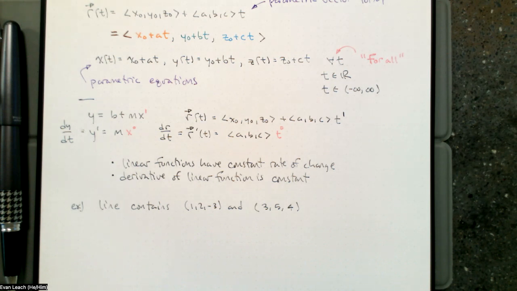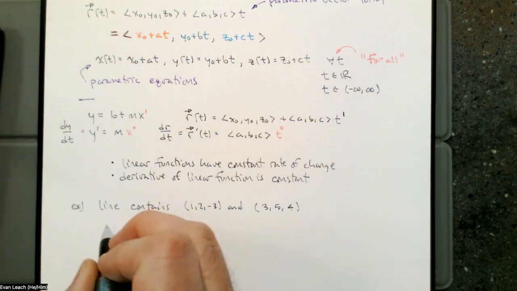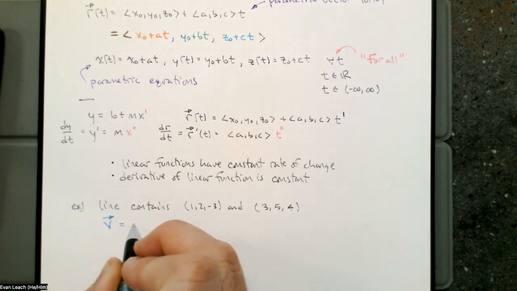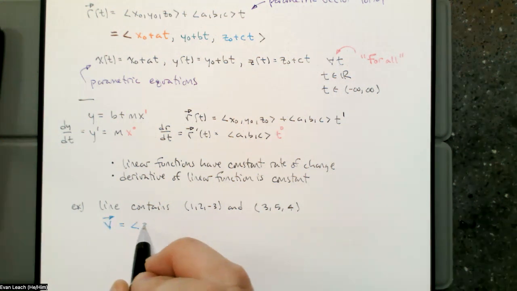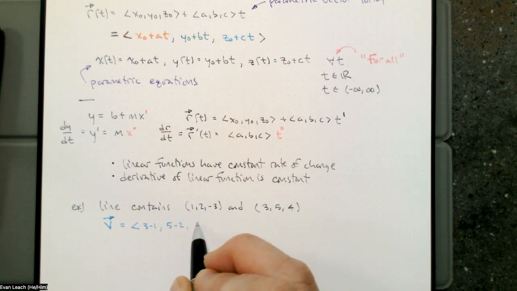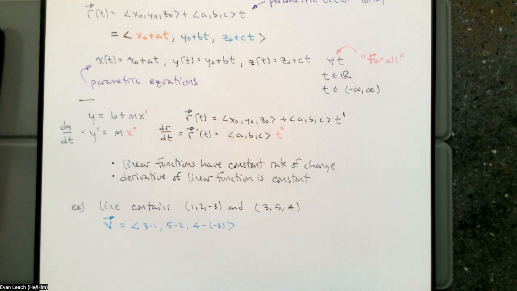We do the same thing that we did way back in elementary algebra. Take 2 points, find the slope. In this case, we're not finding slope, change in y divided by change in x. We're finding a direction vector. So our direction vector v is going to be 3 minus 1, 5 minus 2, 4 minus -3. Just look at how much the x changes, how much the y changes, and how much the z changes from one point to the next.